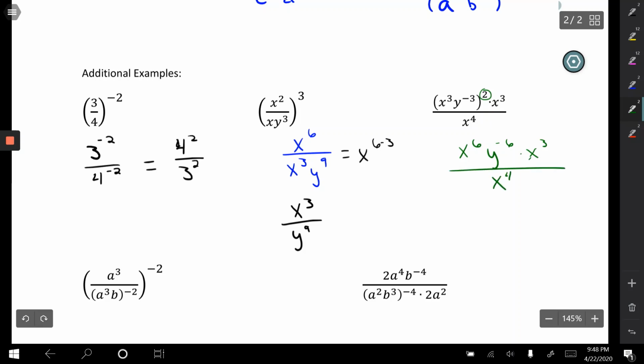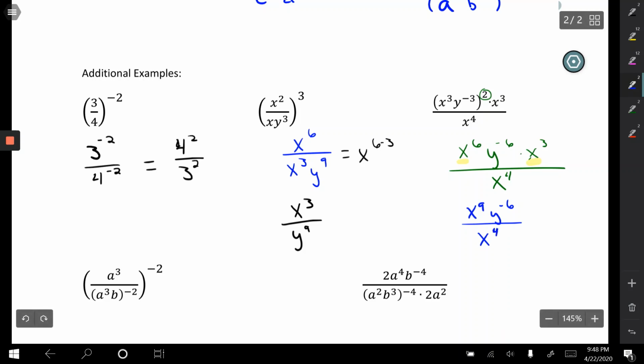All right. Now I see that I have a couple of the same bases here. I've got an x here and an x here, so I can go ahead and add those exponents. So for my next step, I'm going to add those. So 6 plus 3 gives me 9. I still have y to the negative 6. I'm going to have to take care of that negative in a minute. And x to the 4th.